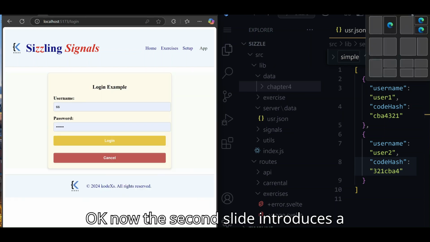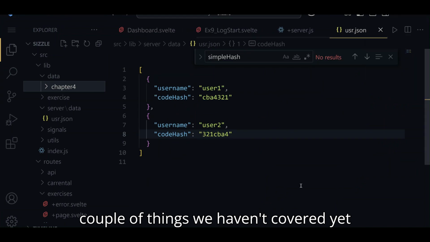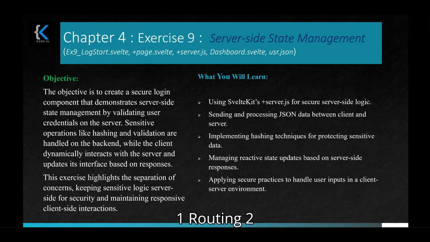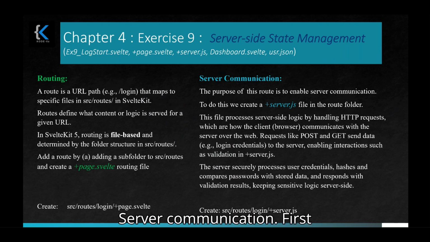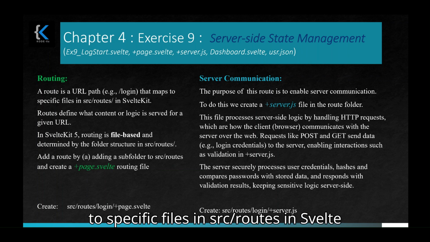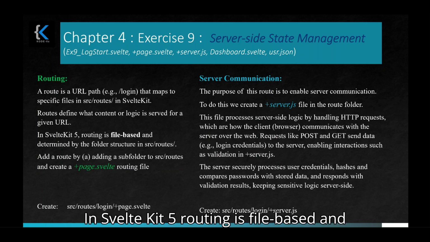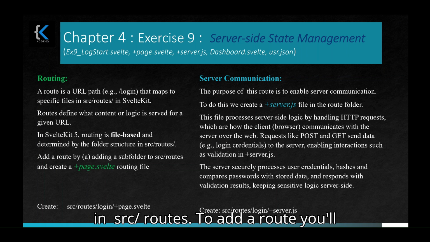Okay, now the second slide introduces a couple of things we haven't covered yet in this course. 1. Routing. 2. Server communication. First, let's talk about routing. A route is a URL path, e.g., login, that maps to specific files in src/routes in SvelteKit. Routes define what content or logic is served for a given URL. In SvelteKit 5, routing is file-based and determined by the folder structure in src/routes.